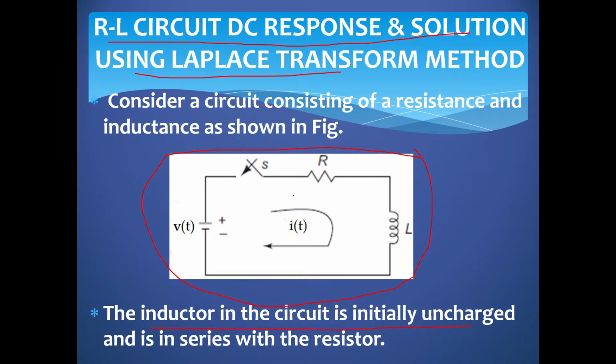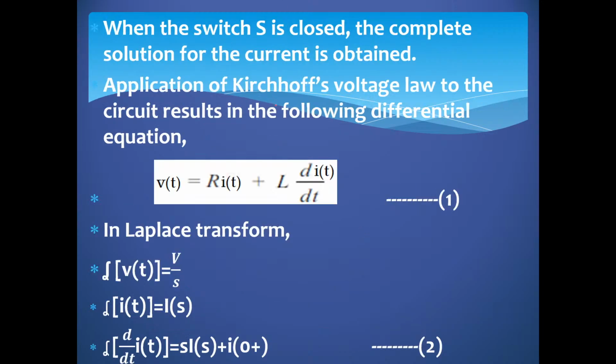In the circuit, what are all the passive elements? R and L are there, and source V of T is there. So we can apply KVL, isn't it? So as soon as the switch closes, what will happen? We can determine the complete solution for current.